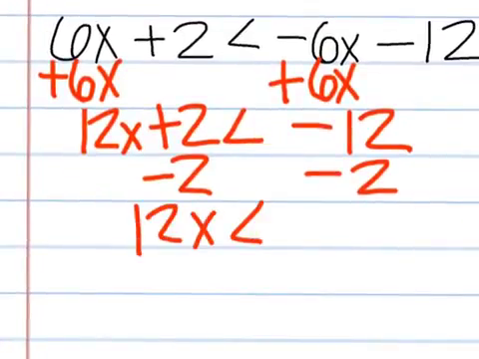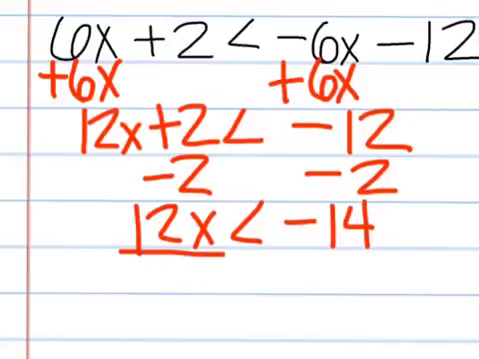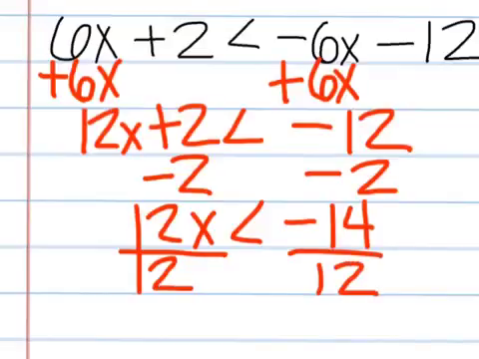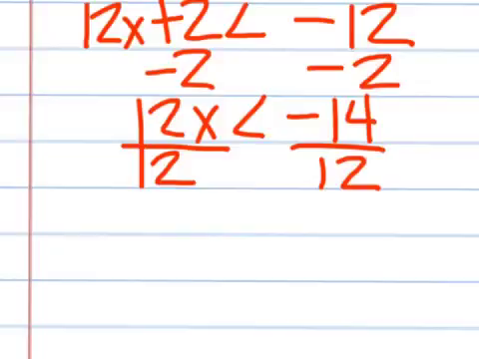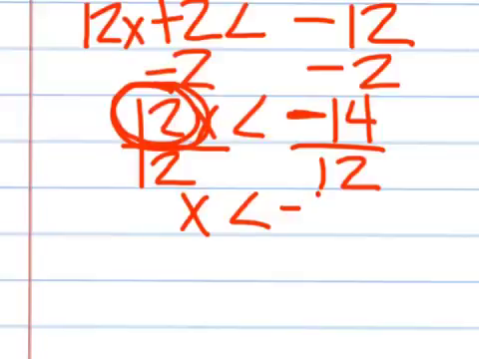So we've got 12x is less than negative 12 minus 2, which is negative 14. We divide by 12. We're dividing by a positive 12, so we don't need to switch the sign this time. So what if it's a negative? Wouldn't it be a decimal? We can reduce it to negative 7 over 6.